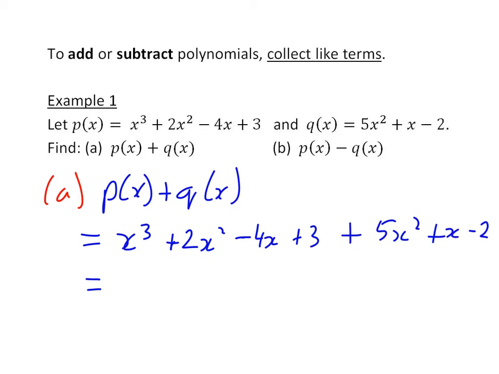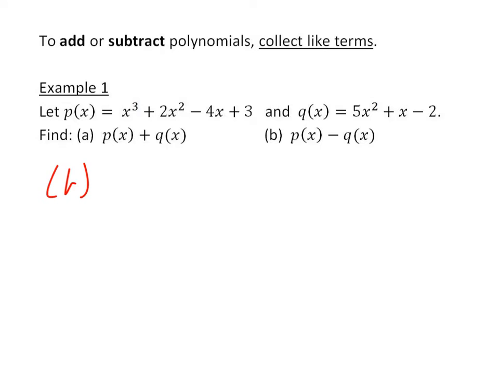There's only one x cubed term, so that'll stay as it is. There are two x squared terms, a 2x squared and a 5x squared. Plus them will make 7x squared. Now our x terms, we have negative 4x and positive 1x. So negative 4 plus 1 is negative 3x. And then our constant terms, positive 3 plus negative 2 makes positive 1. At this stage you look to see if you can simplify anything, but we can't, so it's completed.